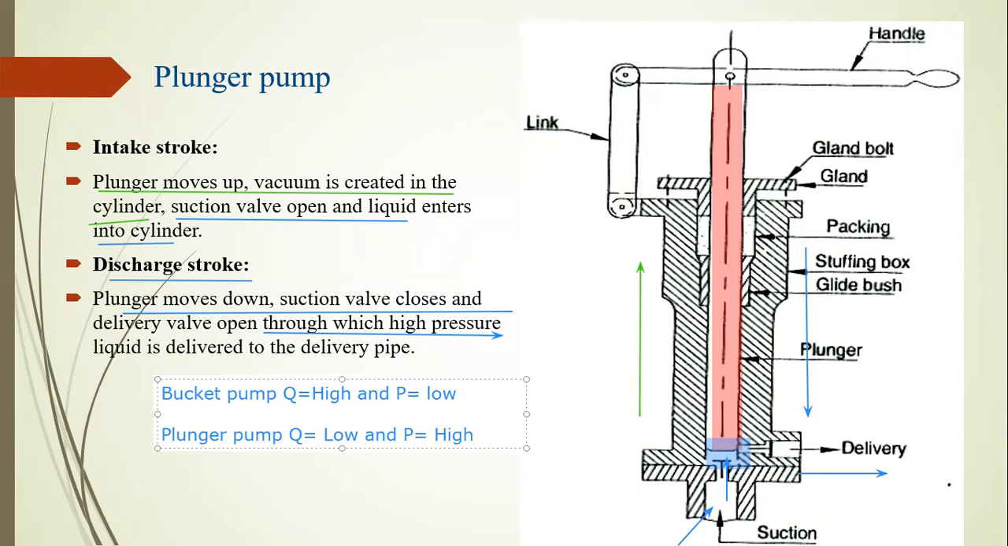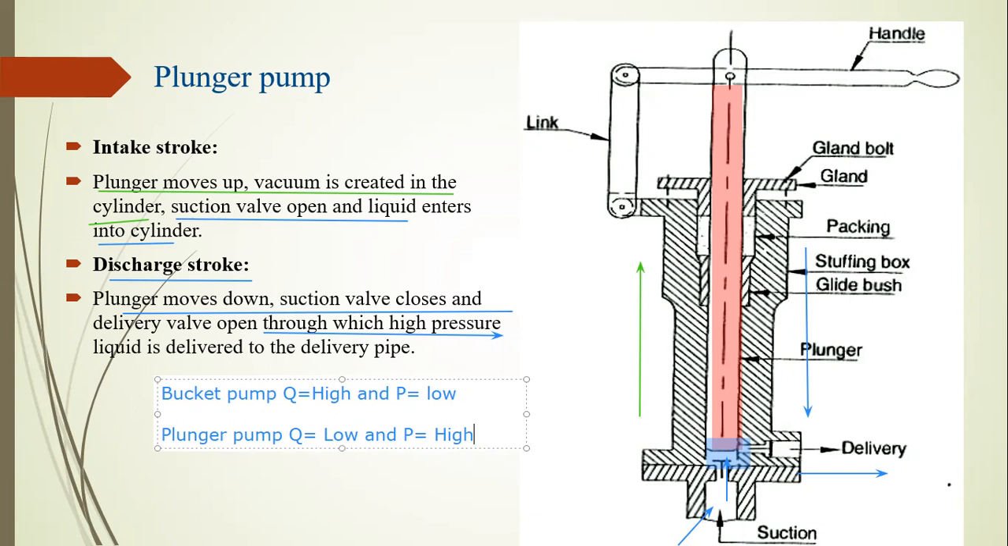There is a difference between the bucket pump and the plunger pump. For the bucket pump, discharge Q is very high and pressure P is low. For a plunger pump, Q is very low, meaning it gives a minor volume of water at delivery time. The pressure for this pump is very high due to the longer length of the plunger and the lower volume inside the cylinder, so it creates a higher pressure.